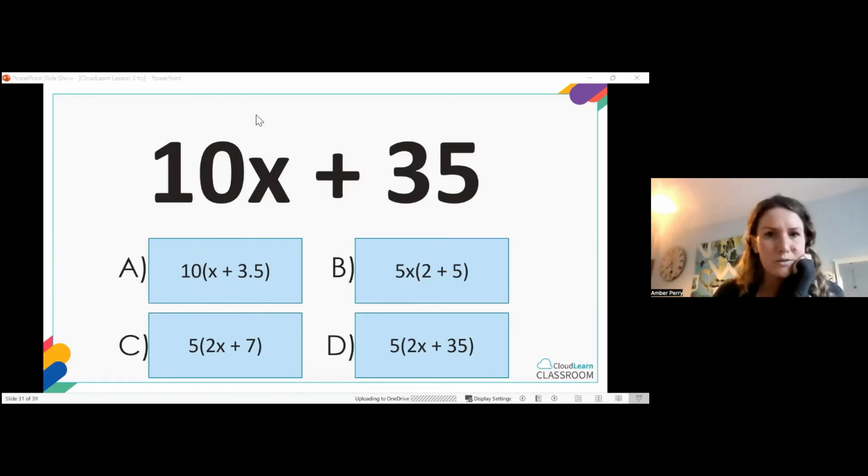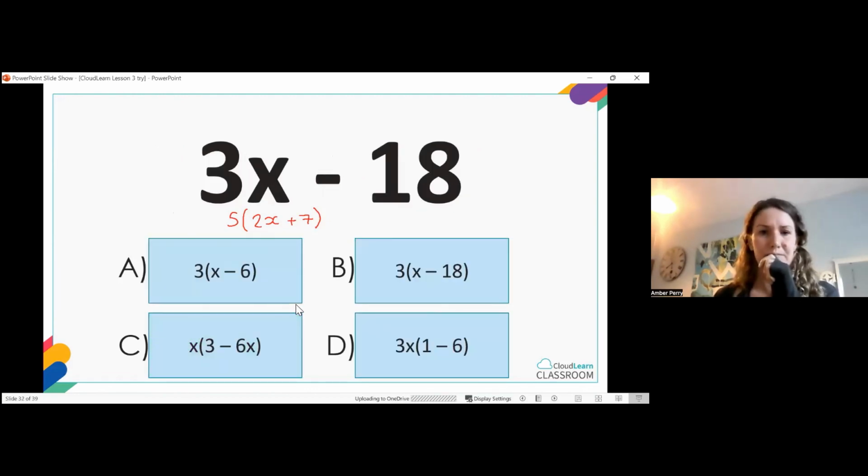So I will go through that now. Okay, so our common factor of this one is 5, because 5 is the highest number that goes into both 10 and 35. So we've taken 5 outside of the brackets there. And then what's left? 10x divided by 5 is 2x, and 35 divided by 5 is 7. So the correct answer was C. So really well done. Most people got that. Let's have another go.